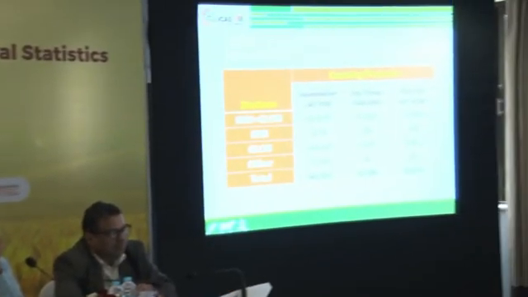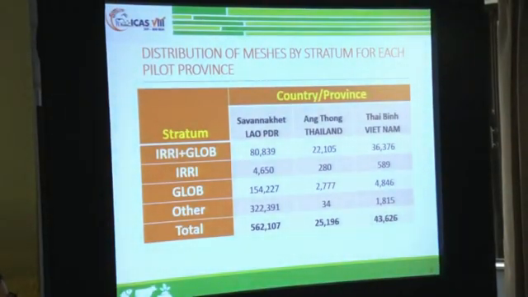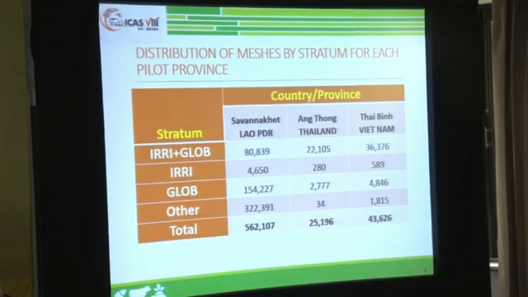So this is the distribution of meshes by stratum for each pilot province. You'll notice that we have around 562,000 square meshes in the province of Savannakhet, which is significantly bigger than the 2 other provinces. So we have fewer sampling meshes in Ang Thong and also Thai Binh, Vietnam.